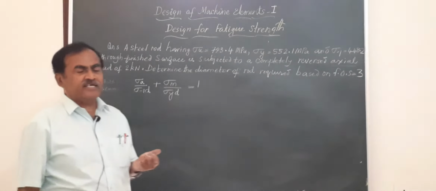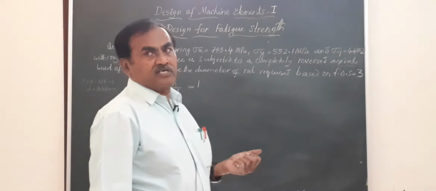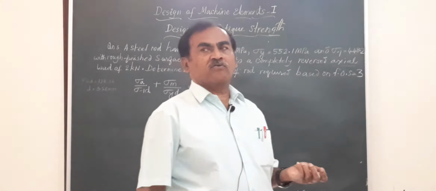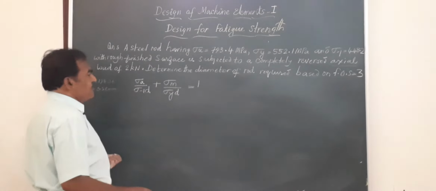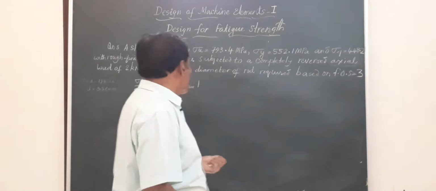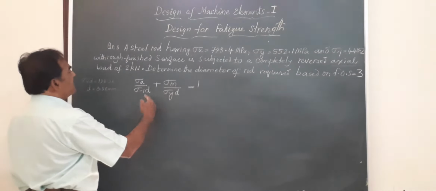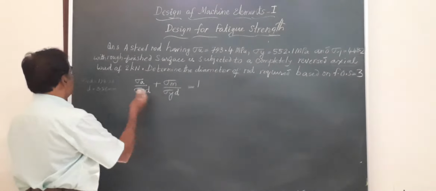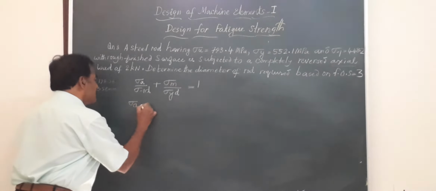Here we know very well it is an axial load which is completely reversed. I will tell you what the meaning of this fluctuating load is. Friends, similar to the discussion we had in the previous session, let us find out these parameters one by one and then equate it to 1, and get the value of the diameter. So let me calculate the value of sigma A.